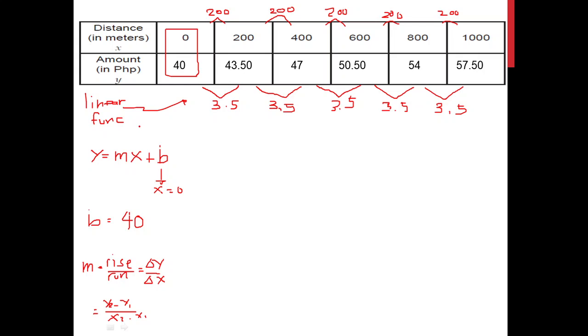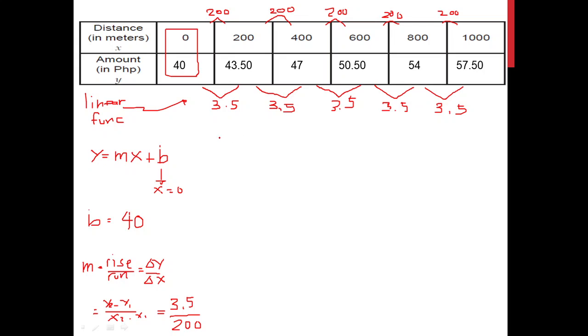Now, slope. Y2 minus y1. What is our y2 minus y1 equal to? That's 3.5. What is our change of x, which is x2 minus x1? That is 200. There. So we have our slope now: 3.5 over 200. That is our m. So now let's substitute that into our equation.